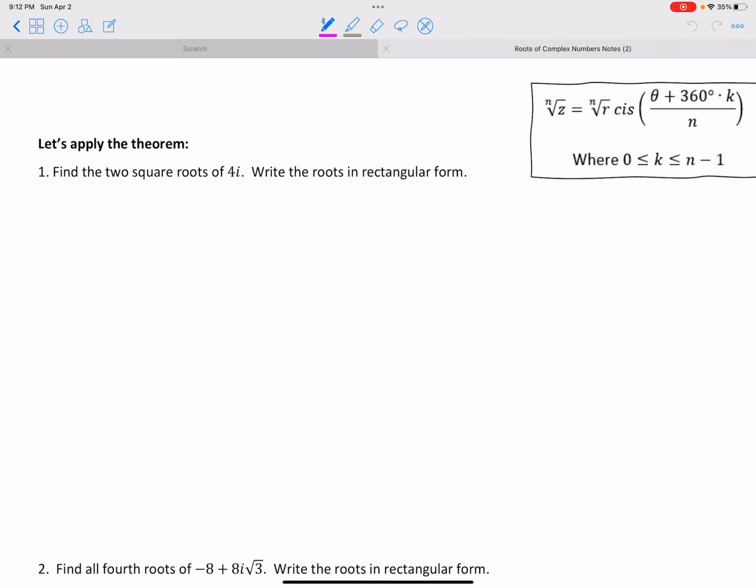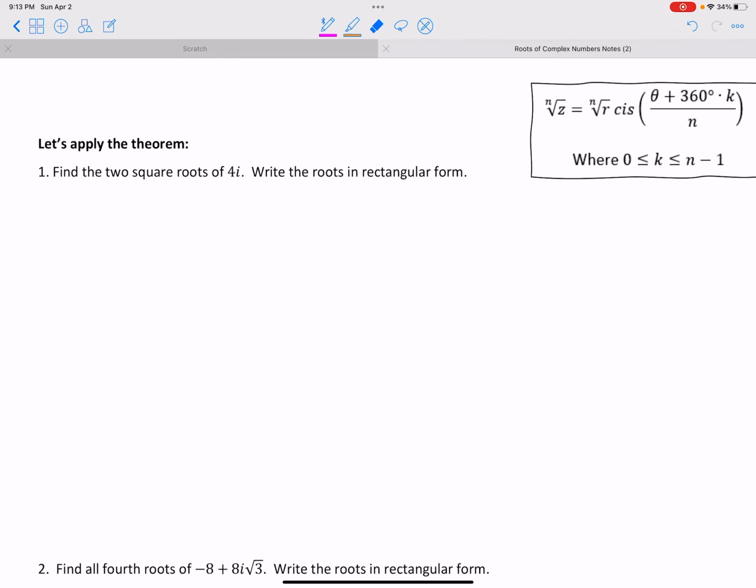So let's try to use our theorem. Let's try to figure out the 2 square roots of 4i. So this is not in the context of solving here, but any complex number is going to have a distinct number of roots for whatever the root is. So it would have exactly 2 square roots, or exactly 4 fourth roots or exactly 7 seventh roots, and so on. So this is saying find the 2 square roots, and it wouldn't be like 3 cube roots because it doesn't make any sense, right? So whatever your index is, that's how many roots there are going to be.